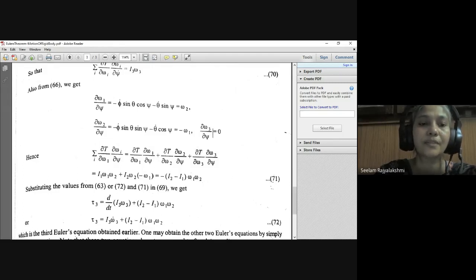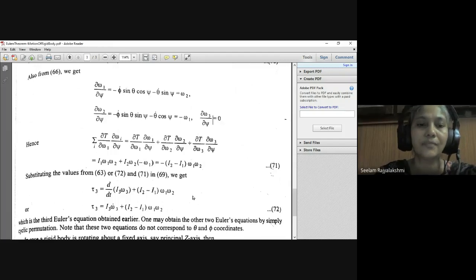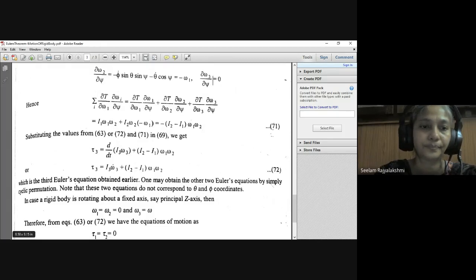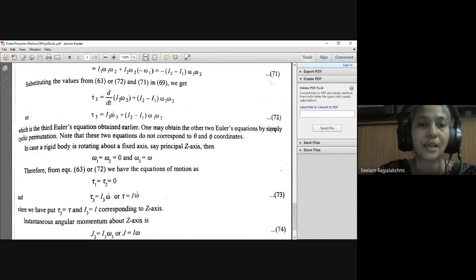So by substituting the values from 63 or 72 and 71 in equation number 69, we will obtain tau 3 equals d by dt of I3 omega 3 plus (I2 minus I1) into omega 1 omega 2. We can write d by dt as the derivative, so tau 3 equals I3 omega dot 3 plus (I2 minus I1) into omega 1 into omega 2. This is equation number 72, which is the third Euler's equation obtained earlier. One may obtain the other two Euler's equations by simply cyclic permutation.